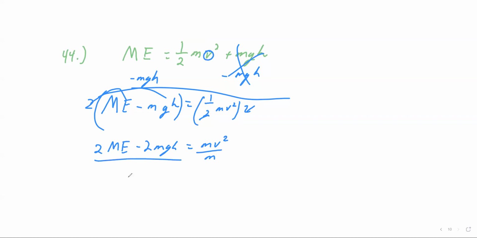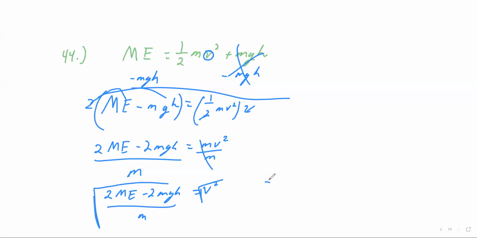Okay, so I'm going to just take this whole thing and divide by m. And then I now have v squared equals 2ME minus 2mgh over m. And then we'll take the square root. Again, we're not going to forget the plus or minus. So therefore, I get plus or minus the square root of 2ME minus 2mgh over m equals v.